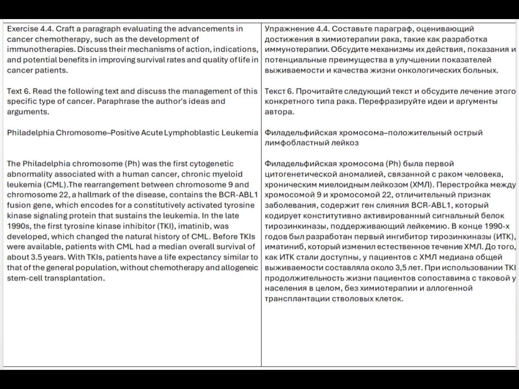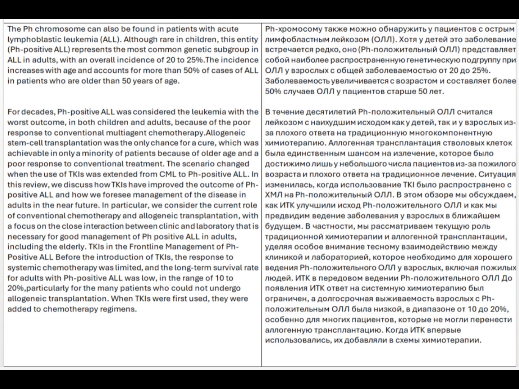Before TKIs were available, patients with CML had a median overall survival of about 3.5 years. With TKIs, patients have a life expectancy similar to that of the general population, without chemotherapy and allogeneic stem cell transplantation. The Ph chromosome can also be found in patients with acute lymphoblastic leukemia, or ALL. Although rare in children, this entity, Ph-positive ALL, represents the most common genetic subgroup in ALL in adults, with an overall incidence of 20 to 25%.